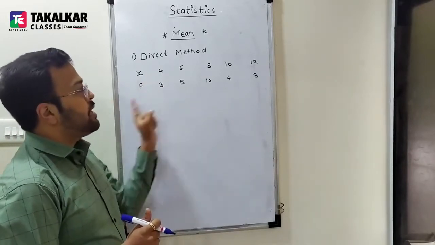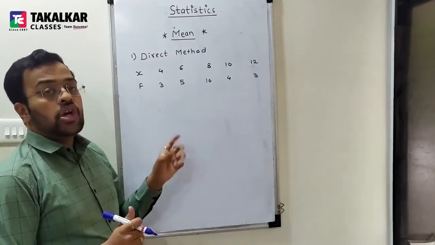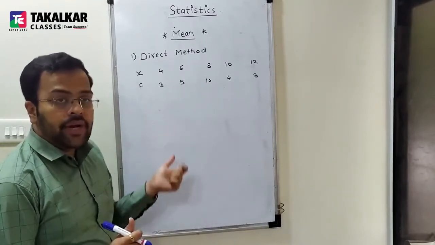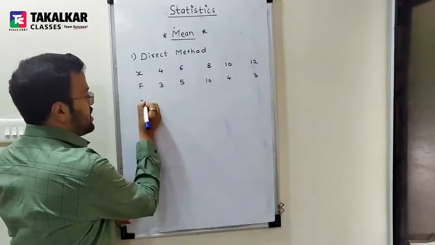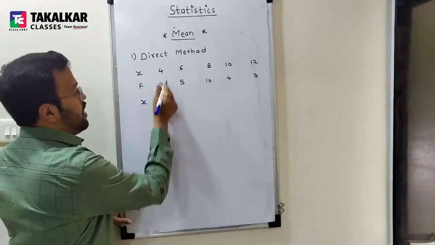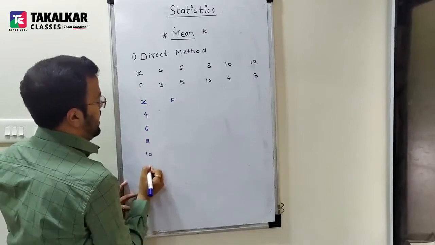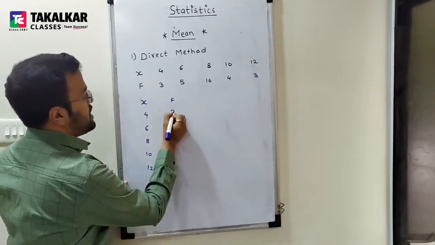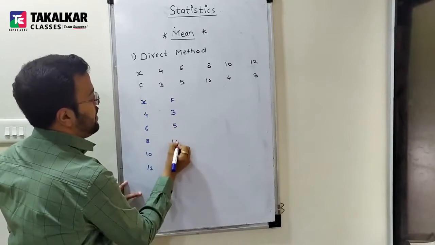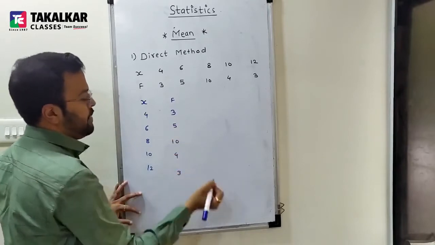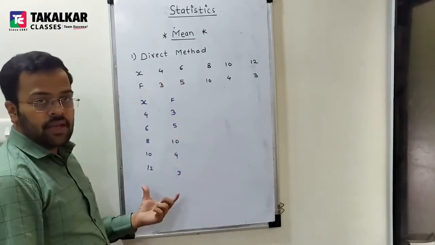Always table will be given in horizontal format. You have to convert that table in vertical format. Means this is your X, this is your F. What are values of X? 4, 6, 8, 10, 12. What are frequency? 3, 5, 10, 4, 3. Just simply copy करना है.